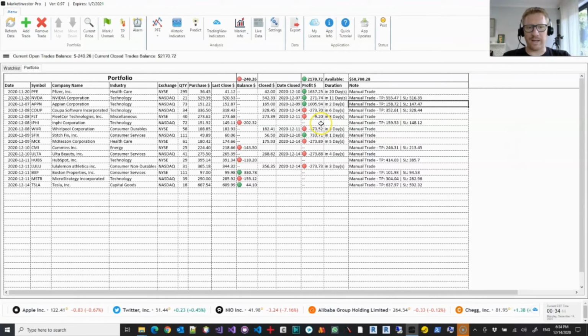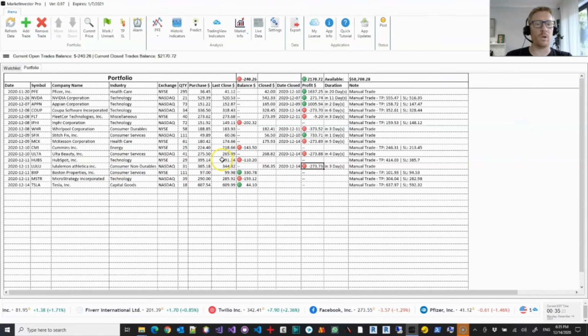Let's talk about what happened. So you will see on the 11th I closed Fleet Core, taking a $9.20 loss. It's fine. Today I closed this one, Coupa Software. We had a loss of $273. On Friday I closed Whirlpool, a loss. I closed Stitch Fix, which was a win, so 700, sorry, that was on Thursday actually, so never mind that. I also closed here this MCK, McKesson Corporation, loss. Same story for Ulta Beauty, loss, and same story for Lululemon.